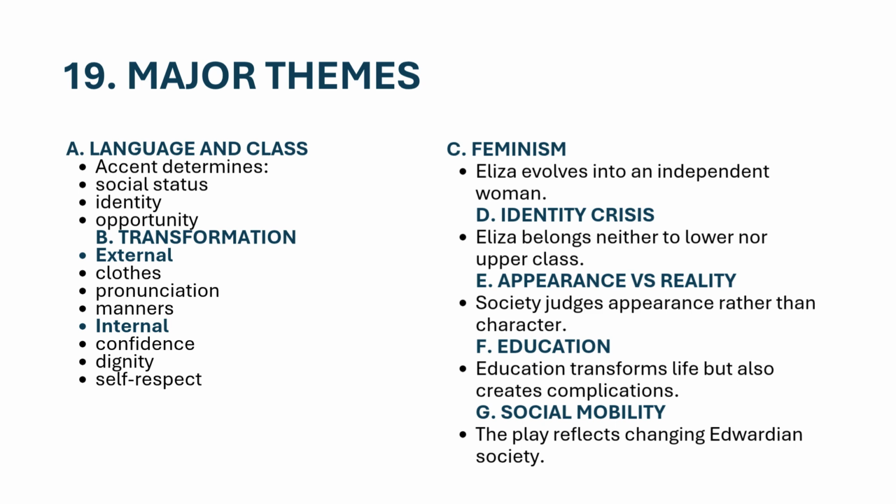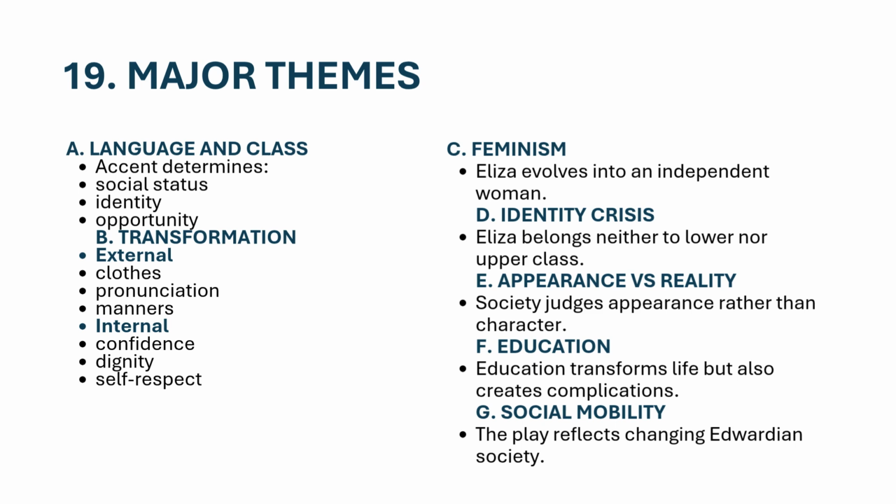The third major theme is feminism. Eliza's journey is not simply about becoming a lady. It is about becoming an independent woman. At first, Higgins treats her like an experiment. He believes he has the right to control her future. But Eliza refuses to remain dependent on him. A famous example occurs when she says, "I sold flowers. I didn't sell myself." Through this statement, she asserts her dignity and rejects the idea that a woman should depend entirely on a man.